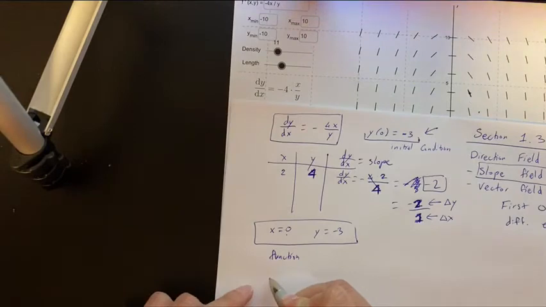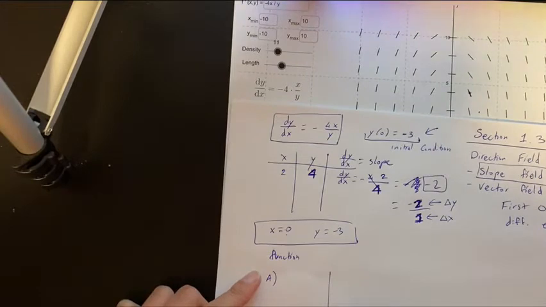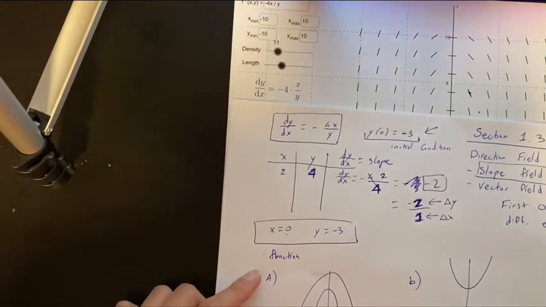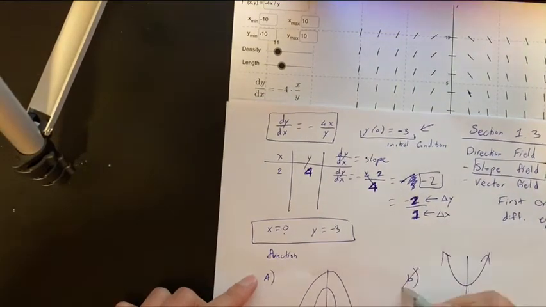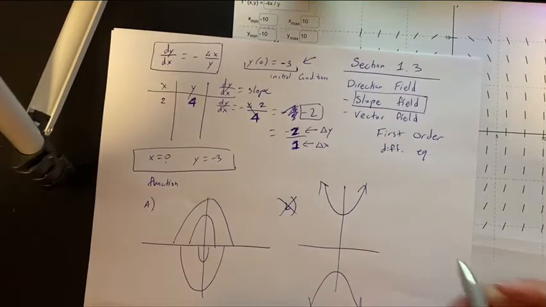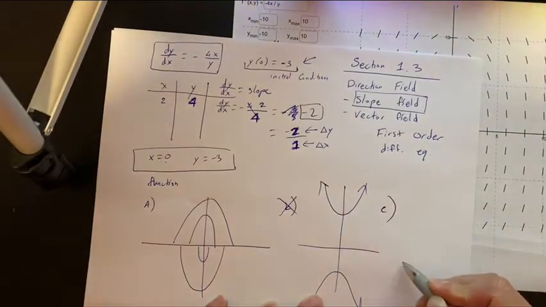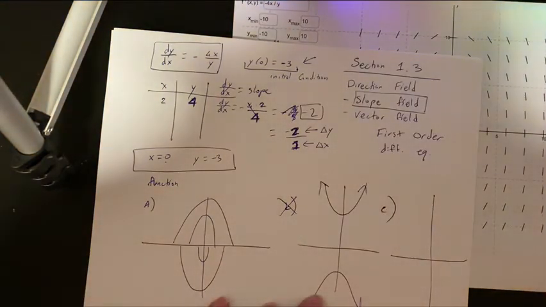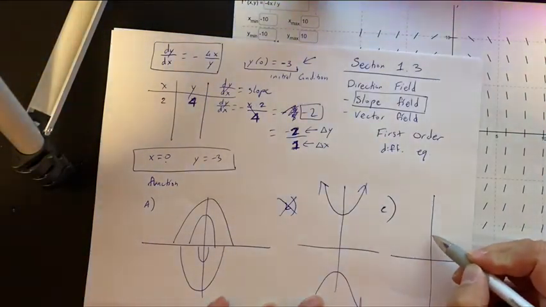So here are the three choices. A, your solutions are half an ellipse. So you see something like this. B, it's definitely not B, because your solutions are not hyperbolas, so it's not B. And then you have your C choice, which instead of being a half ellipse top and bottom, it's half ellipse left and right.